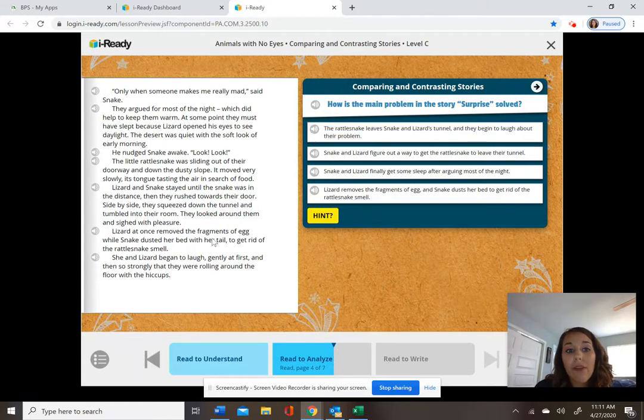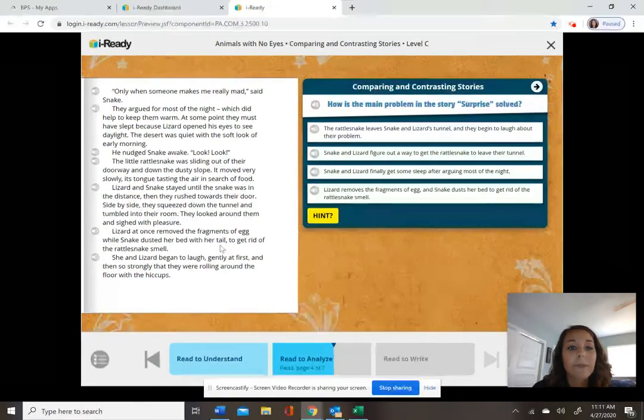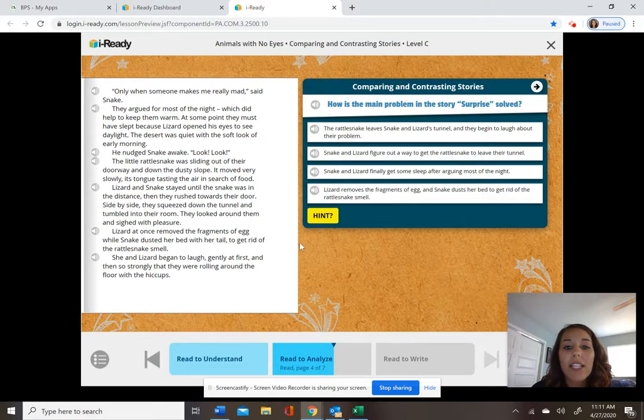Lizard removing the fragments of the egg actually happens after he leaves. So I don't know that him taking the egg out actually fixed the problem. So you got to think about that. How was it solved? Was it solved because he dusted it and took the egg out? He did that after. So that's my little hint for you.